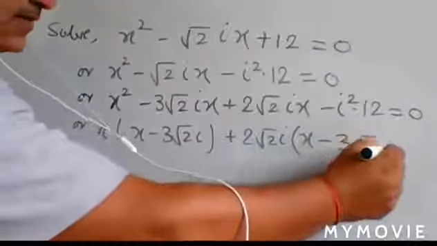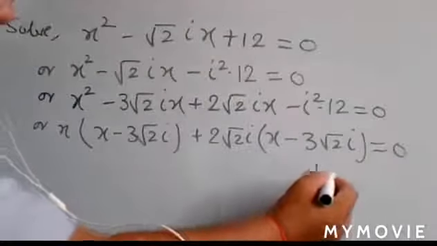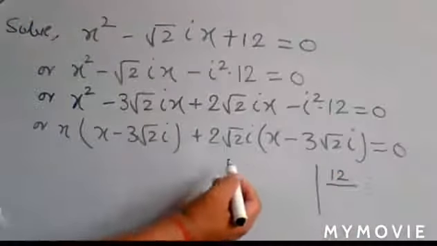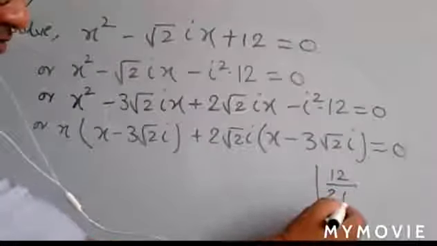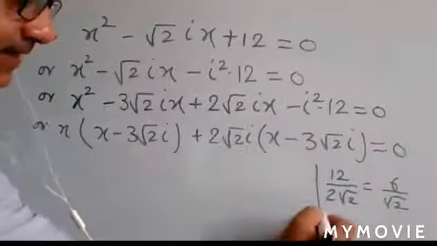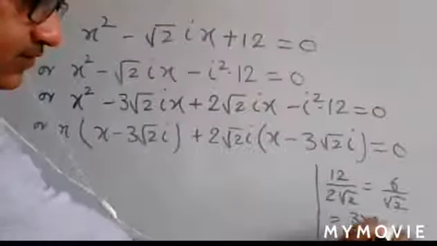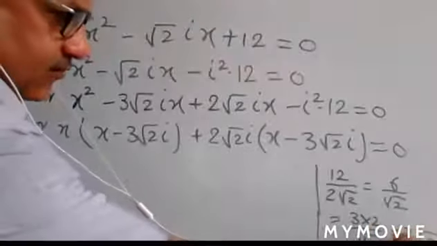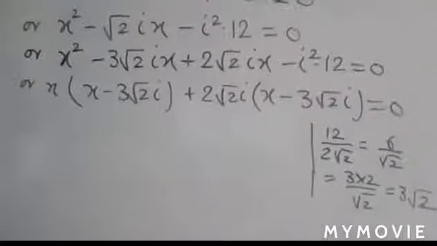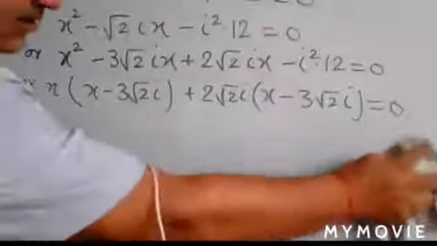How are you getting 3 root 2i here? Everyone knows about that? Just check it. Here you have 12, and if you take 2 root 2 common, you have to divide here by 2 root 2. So if you cancel, you have 6 by root 2. Understand? And this 6 can be written as 3 into 2 by root 2. So if that is cancelled, you have 3 root 2. Okay, note it.